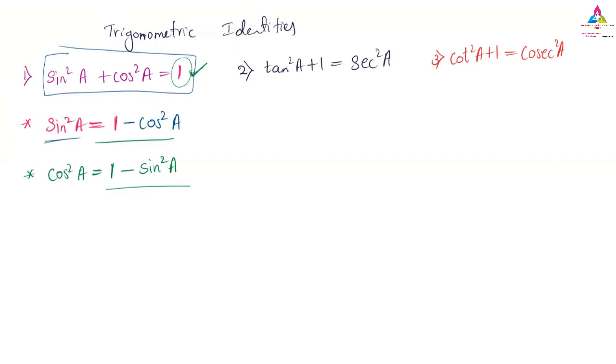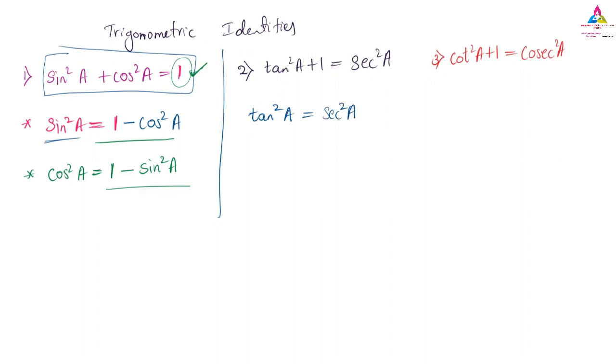Similarly, I want to find only tan square a. So what is tan square a equal to? In the identity we can do... Yes, Vidya. Okay, sec square a minus 1.